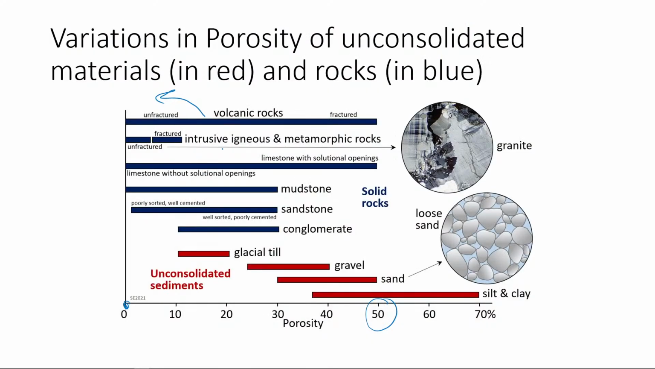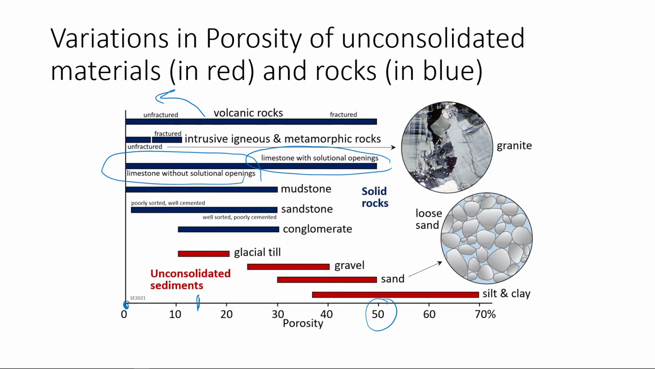If it's intrusive igneous and metamorphic rock, again, fractured and unfractured. So this would be a granite, for example, or marble. That would be the porosity. Limestone without solution, limestone with solution openings. So this without solutional openings is just the limestone, the primary porosity of the limestone. And if you added the secondary porosity of the limestone, where you have fractures, it goes up to here.